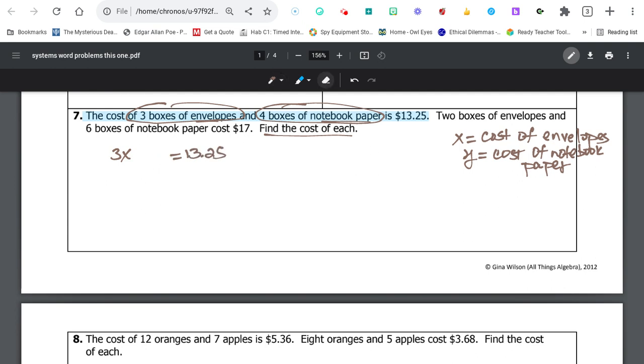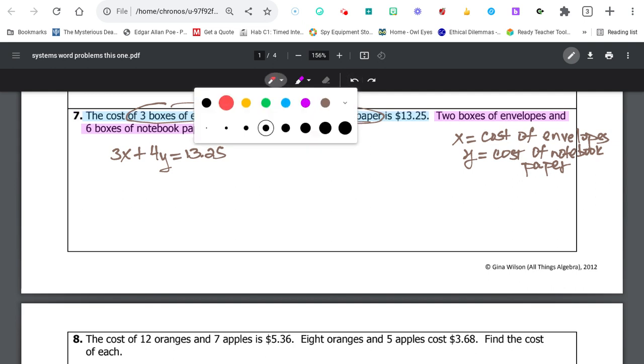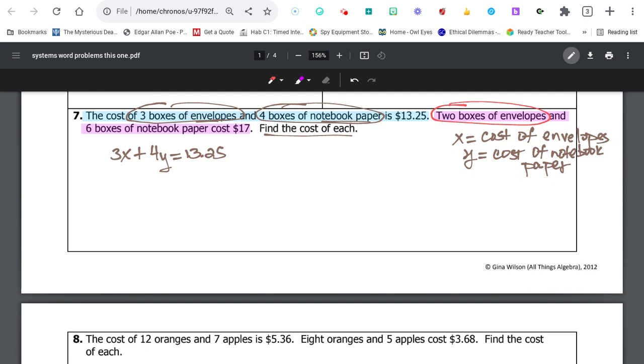Let me write that a little bit better. I don't like the way that looks. That looks better. And then the second equation will come from this. 2 boxes of envelopes and 6 boxes of notebook paper cost $17. So this is going to be 2 boxes of envelopes. That's going to be 2X plus 6 boxes of notebook paper, plus 6Y, equals $17. I'm definitely going to use elimination. Let's see. I'll get rid of the X's.